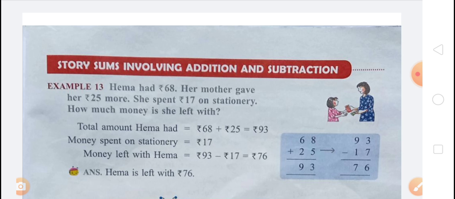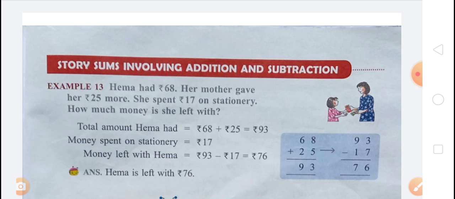Example number 13. Hema had rupees 68. Her mother gave her rupees 25 more. She spent rupees 17 on stationery. How much money is she left with? Once again, the question: Hema had rupees 68. Her mother gave her rupees 25 more. And she spent rupees 17 on stationery. How much money is she left with?